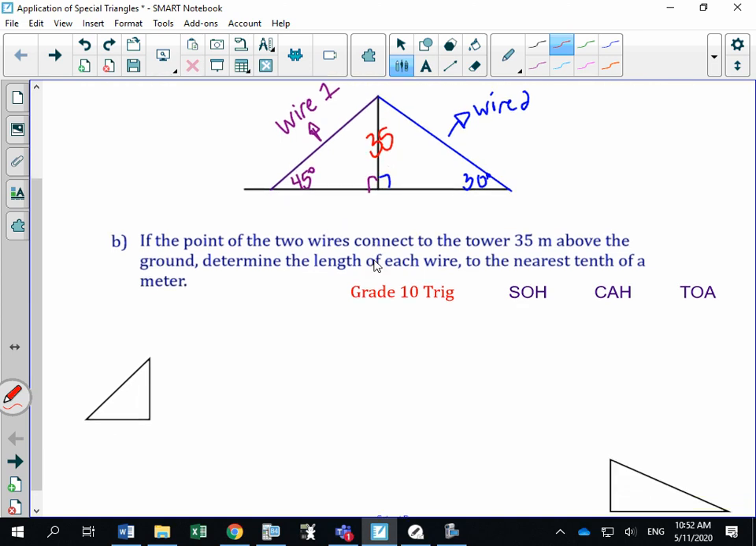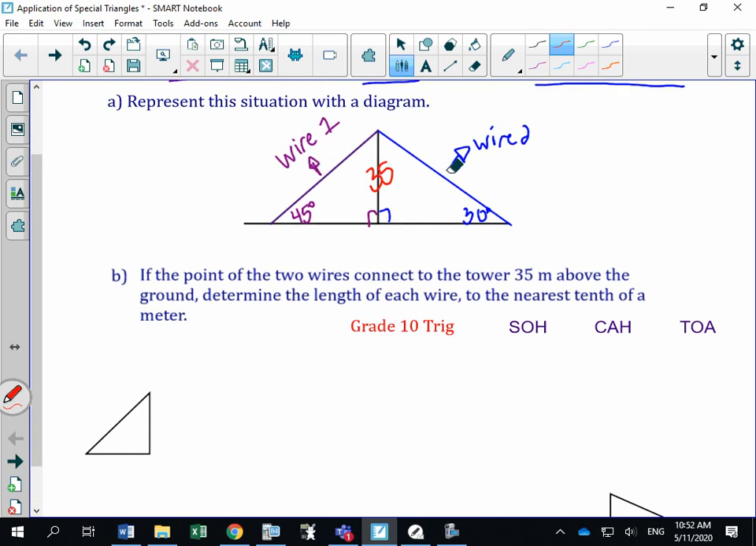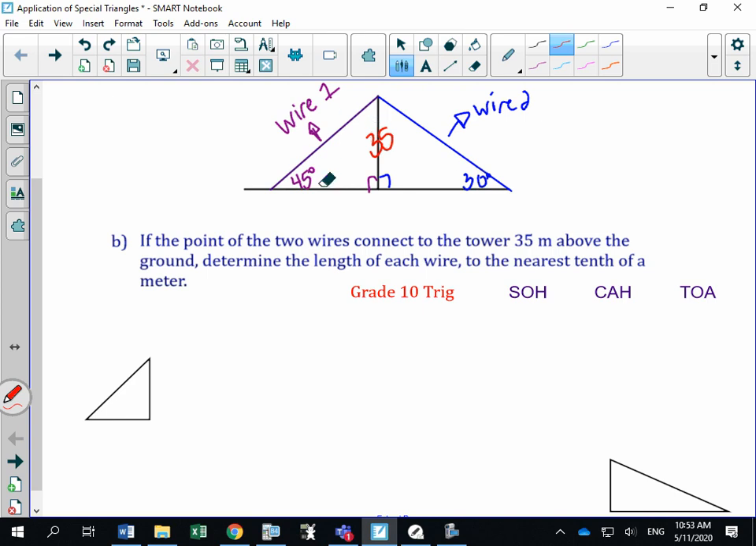And what question B is asking is, what's the length of each wire? And let's just pretend we were in Math 10C. We don't know anything about special triangles. How would you figure out the length of each wire? So what I would do for this question is we essentially have two right angle triangles. So I'm going to represent this left triangle by this diagram here, this right triangle by this diagram on the right, and I'm going to use SOHCAHTOA to figure out the length of wire 1 and wire 2.